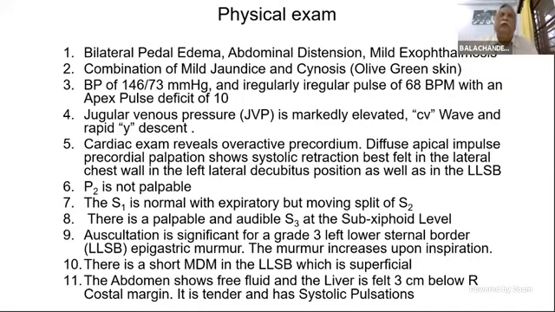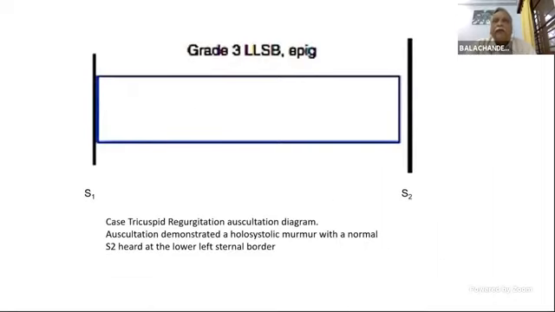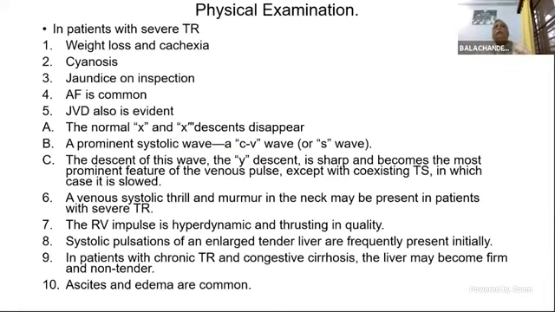And of course, the most important thing, the abdomen will show free fluid and the liver may be tender. So these are the important things, and the systolic pulsations of the liver have to be noted. Next slide. So this is the grade 3 left pansystolic murmur.